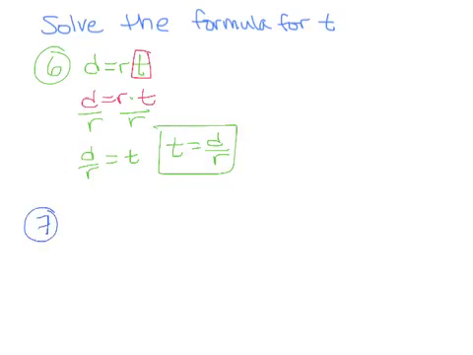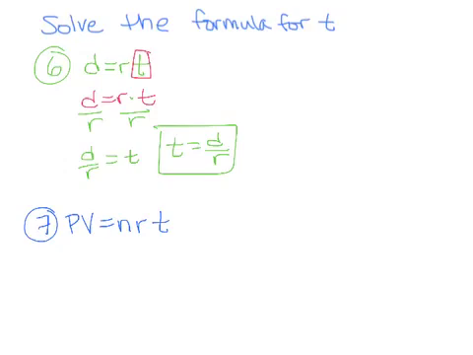So one more formula that we have, it's written as PV equals nRT. This is actually an important formula that you'll see in chemistry. This is called the ideal gas law. You don't need to memorize that right now, but it is something you'll see later on.